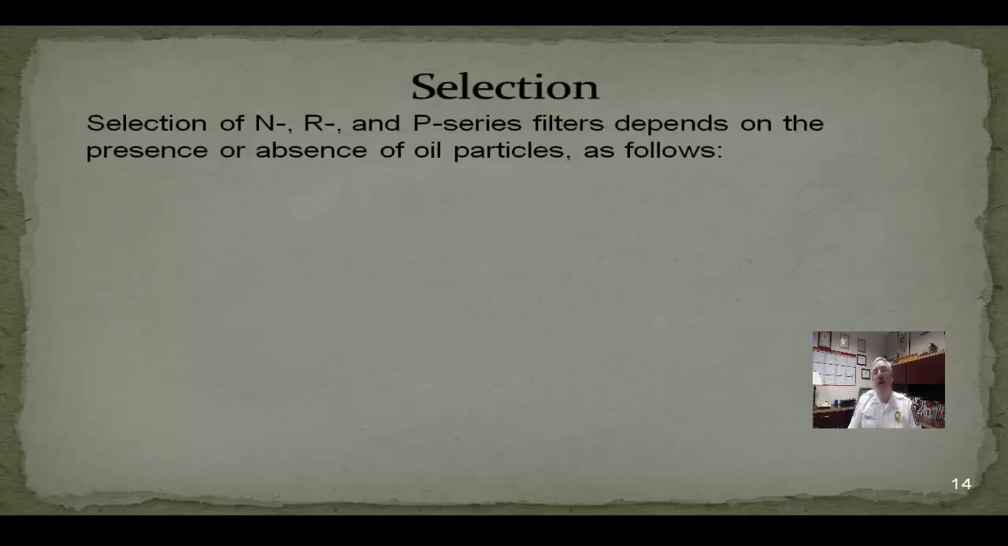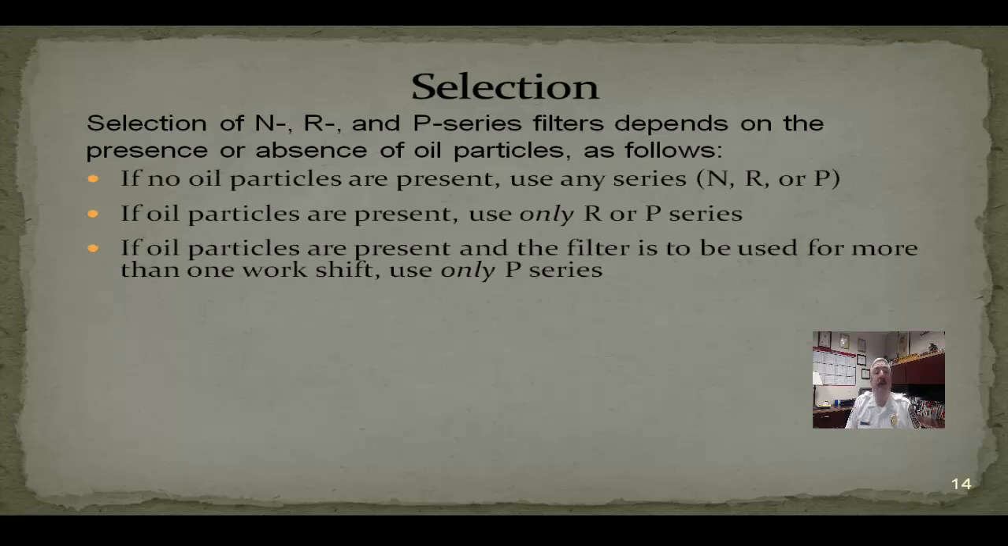The categories of resistance to filter efficiency are N, R, and P. When we look at N, R, and P, it depends upon the presence or absence thereof of oil particulates in the air. If there are no oil particles present, then you can use any of them, N, R, or P. If there's oil particulates present, then you can only use an R or a P. If oil particulates are present, and the filter is to be used for more than one work shift, then only use a P. Remember, N is not resistant to oil.